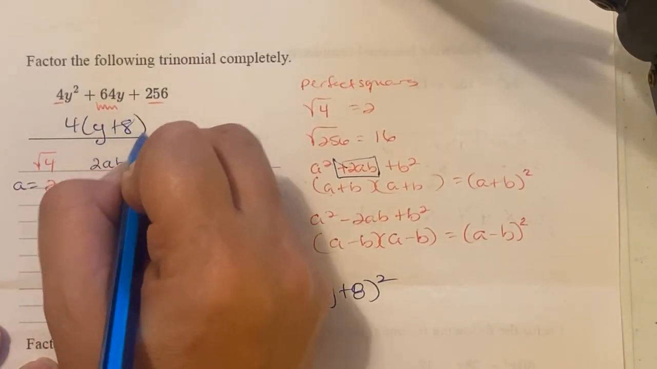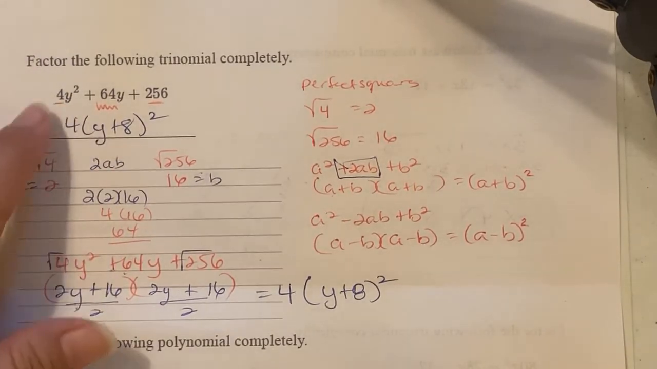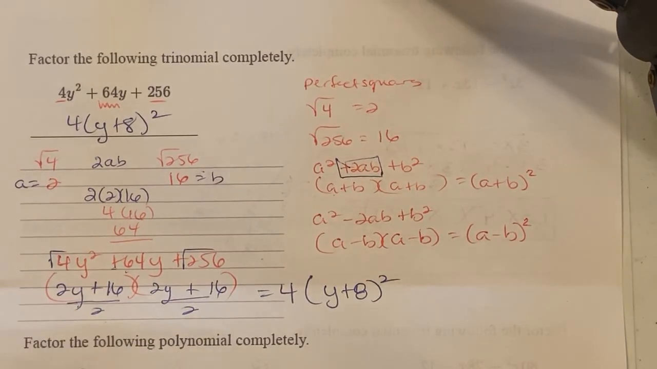So again, even numbers, all three. So technically we could have done a step 0, which was pull out the common GCF since 4, 64, and 256 are all even, and gone that route. Or you can just do it at the end, depending on the problem.